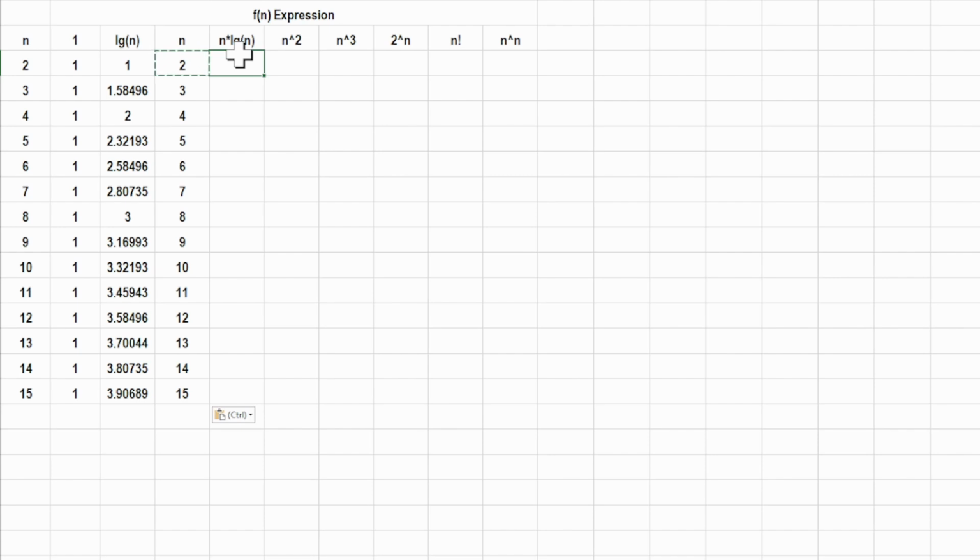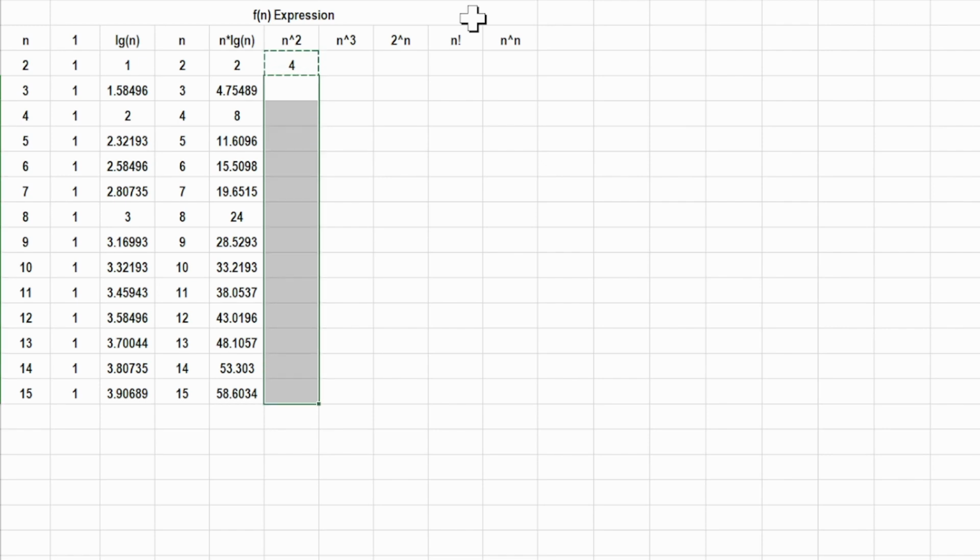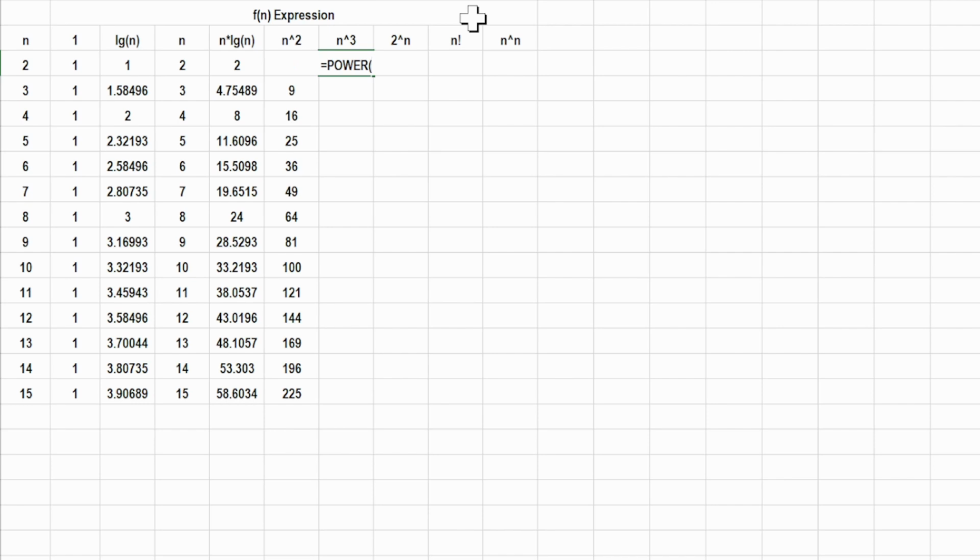Now this one is going to equal n times log n. So n log n. And we'll copy that all the way down here. Notice, once again, it's increasing in complexity. Then we'll do n squared. All right. Still increasing in complexity. We'll do n cubed.